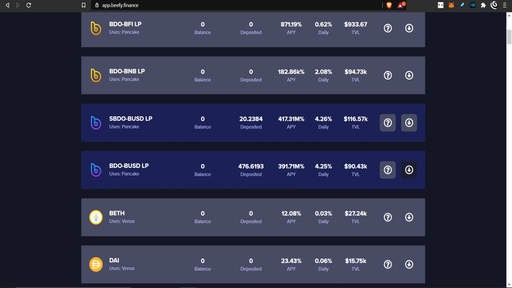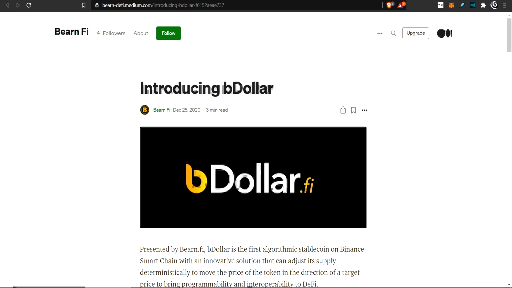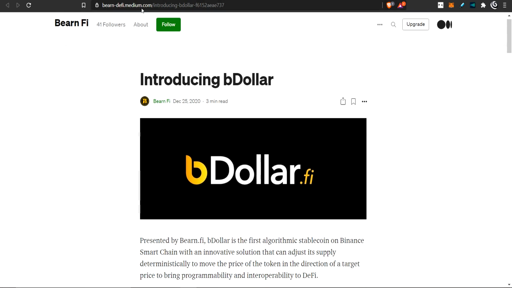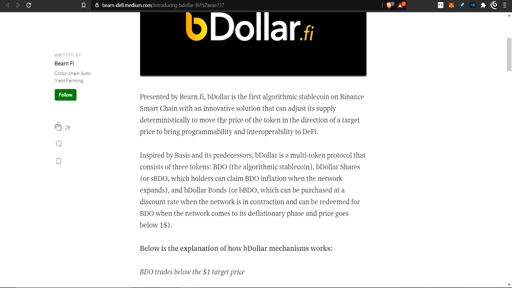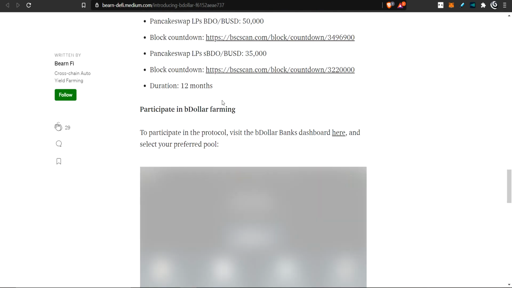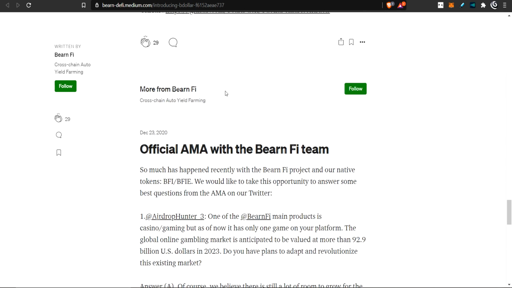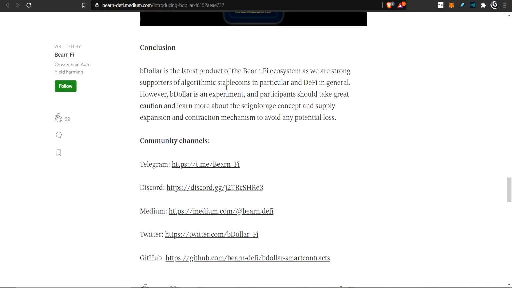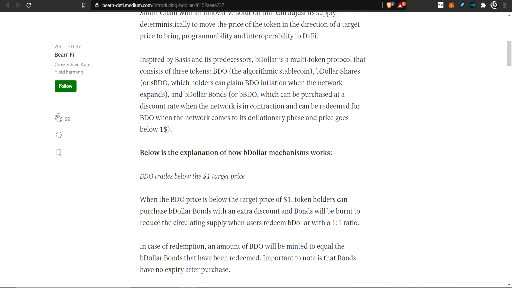Okay, so you can come and check out these things and see what you like. Like I said, I will put links to everything in the description, especially this Medium article. Read this, read through all of the Medium articles and get a good understanding of what's going on. And good luck and play safe.